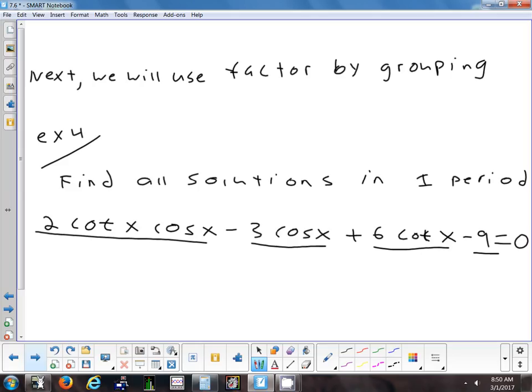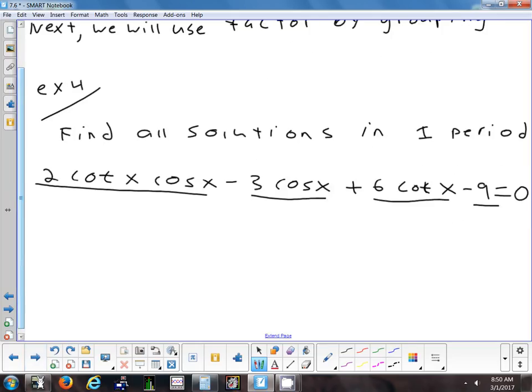So factor by grouping, look at what the first 2 have in common, look at what the last 2 have in common, and factor it out. Okay? So what do the first 2 that I underlined have in common? Cosine x. If you factor that out of the first, what are you left with? 2 cotangent. If you factor it out of the second, I heard positive 3 or negative 3, yeah.